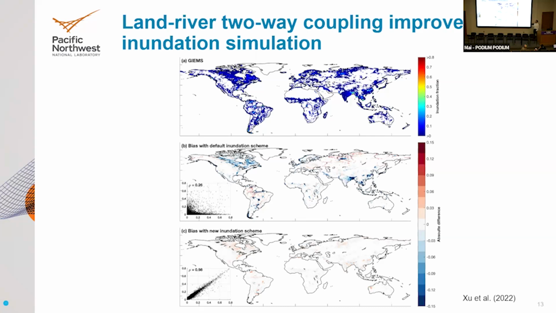the one-way coupling scheme. We can see that this simulation shows a large bias on the global scale when we compare it with the observed inundation fraction from the GIEMS data, so they don't agree well. But when we use the two-way coupling scheme, as shown in panel C, the simulation has a much lower bias, and they compare with each other very well.